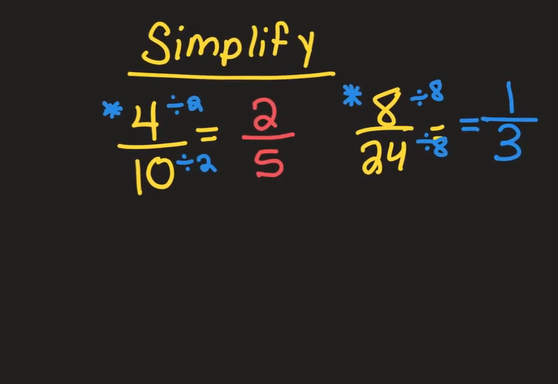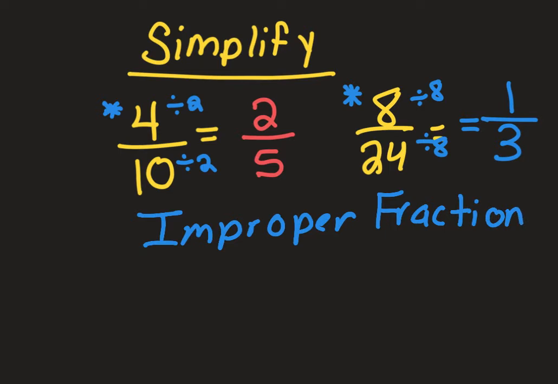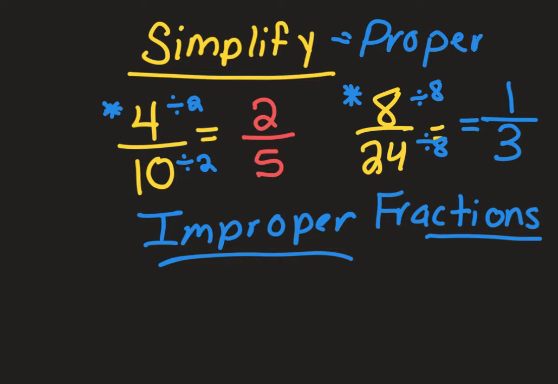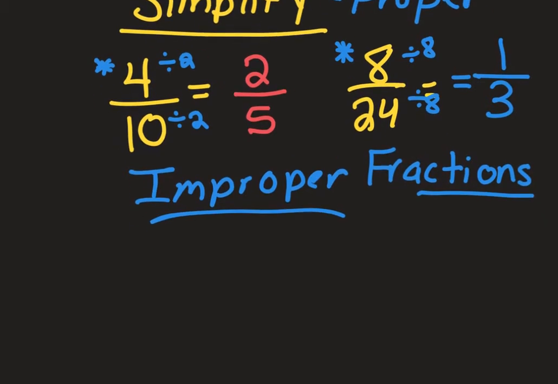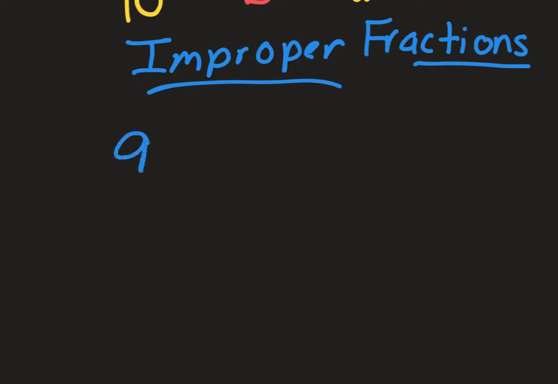These are all proper fractions. They are proper fractions because the numerator is smaller than the denominator. Now let's talk about some improper fractions. And you may want to make a note up here at the top that these are proper, that we were just simplifying. Improper fractions have a larger numerator than a denominator. So it will look like this, 9 over 4.